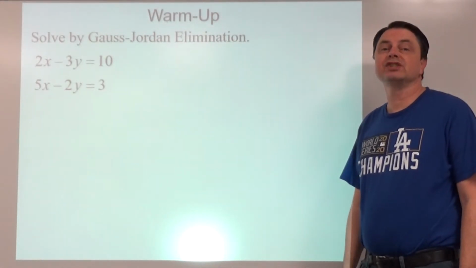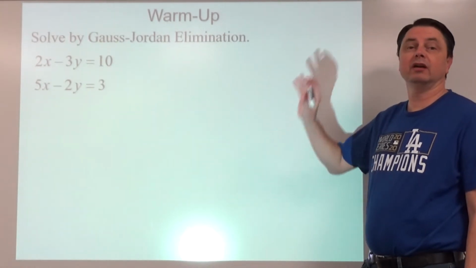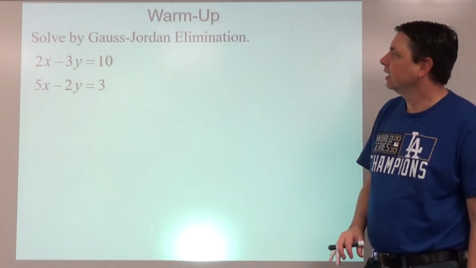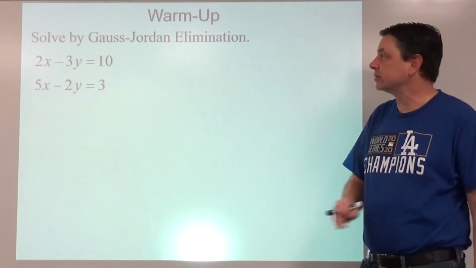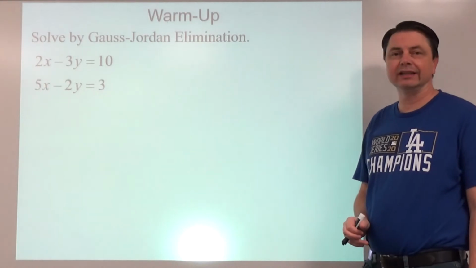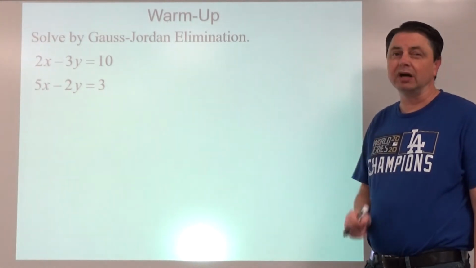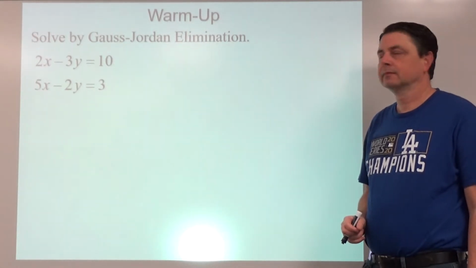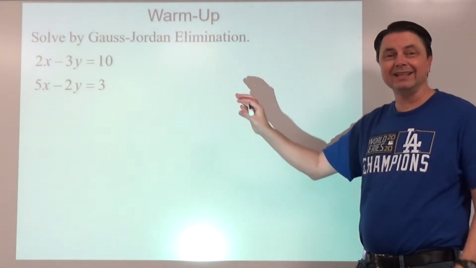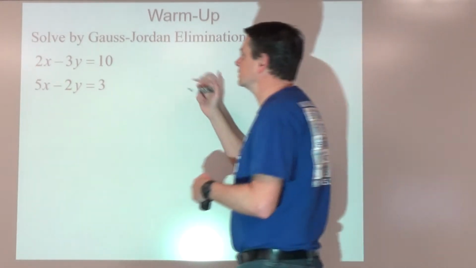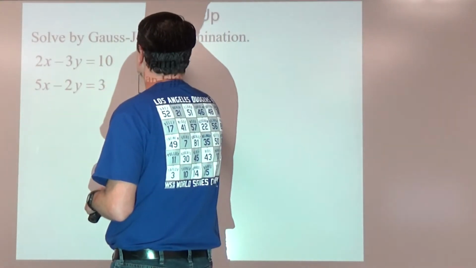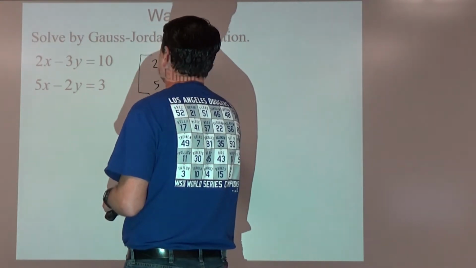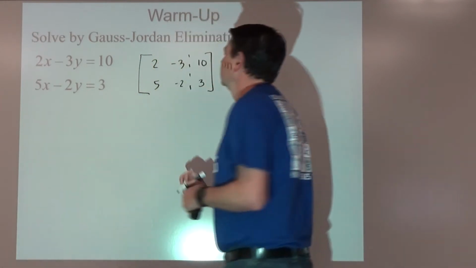Before we get to operations with matrices, let's review a little bit of our introduction to matrices by solving this system using matrices and using the Gauss Jordan elimination. Go ahead and pause here until you're ready to take a look at it. All right, our first step would be to write it in terms of an augmented matrix. 2, -3, 10, 5, -2, 3 is our start.